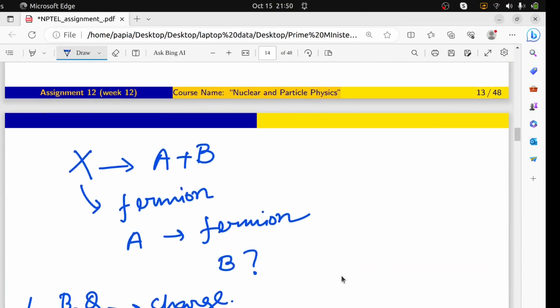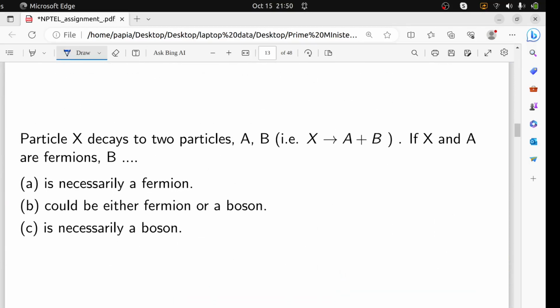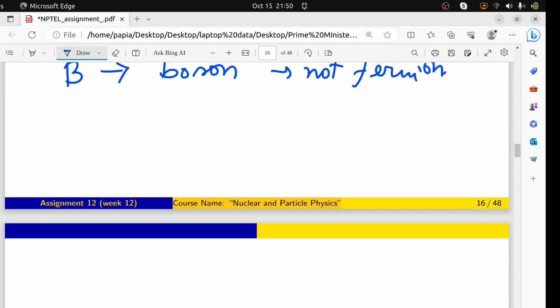So in that question, it is given that particle X decays to two particles A, B, that is X goes to A plus B. If X and A are fermions, B is necessarily a fermion. It is not correct. B could be either a fermion or a boson. It is also not correct, because in that case the spin angular momentum quantum number will be violated. B is necessarily a boson. That is correct. That means the correct option will be C, option number C. Okay, so if you have any doubt, you can just ask me, or otherwise we will go to the next question.